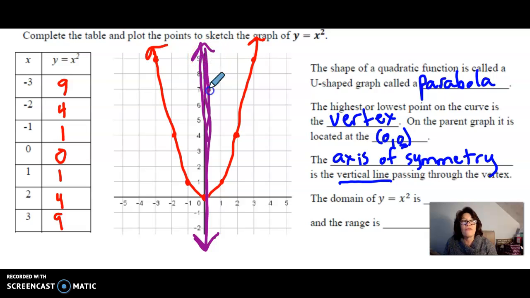And the equation of a vertical line, remember, is always x equals something. So this is x equals 0. It's always x equals the x coordinate of the vertex.